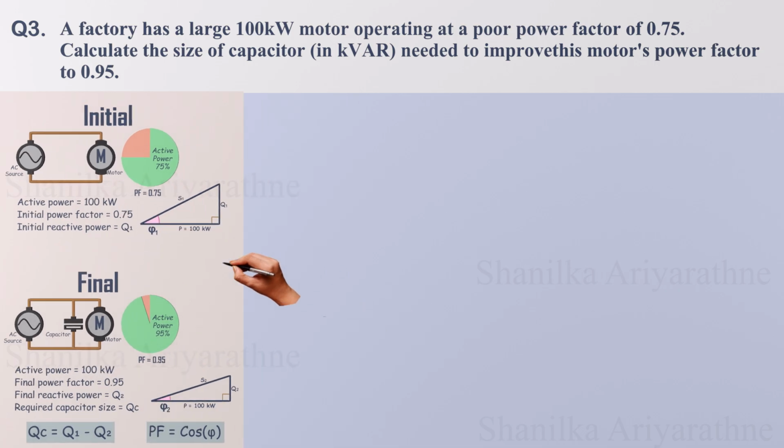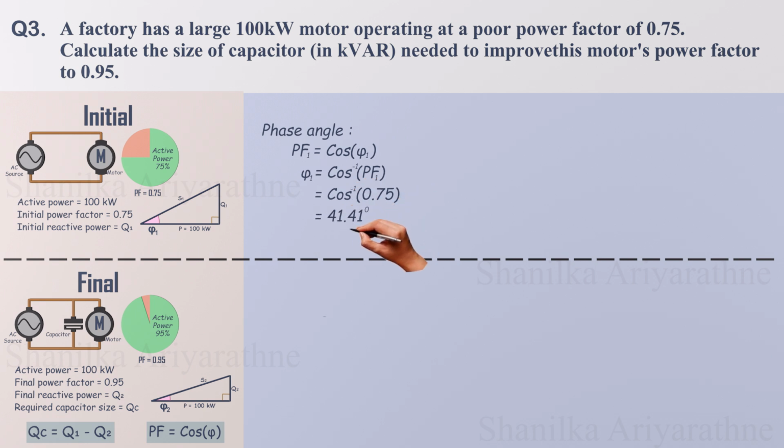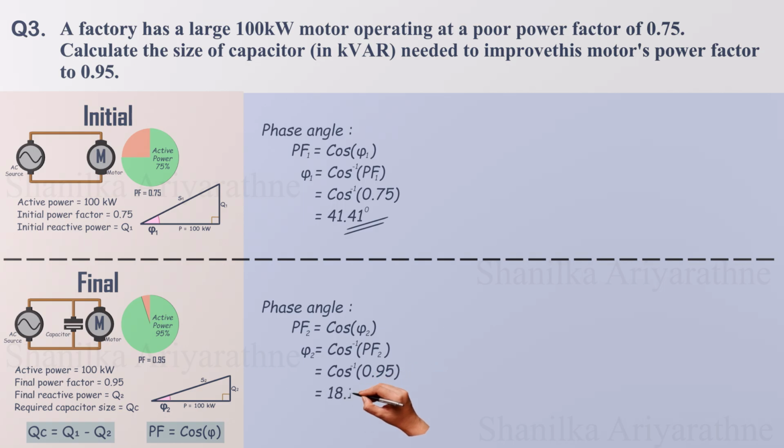Now let's start the calculations. First, let's calculate the phase angle phi1. It is 41.41 degrees. This angle represents the phase difference between voltage and current before correction. Now calculate the phi2. It is equal to 18.19 degrees. This is the desired phase angle after correction. Since we have two parameters of the power triangle, now we can calculate every other parameter.